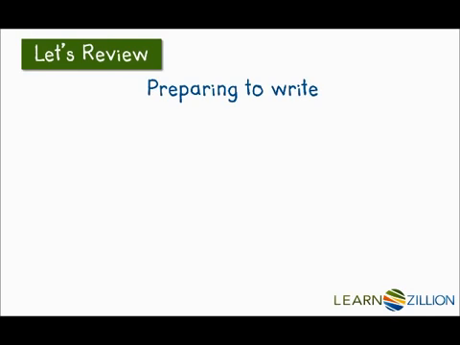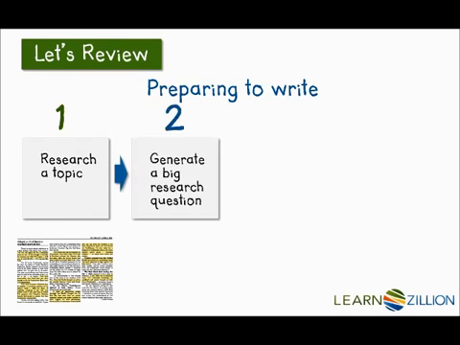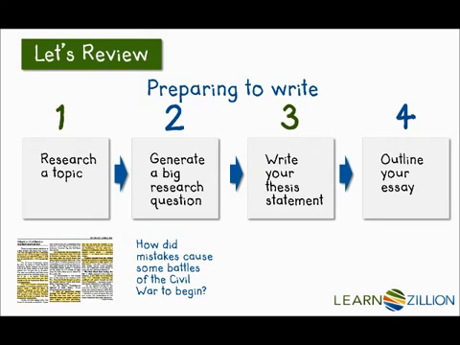The steps in preparing to write are: number 1, researching a topic, which we've already done by reading lots of articles on the Civil War and taking notes and getting prepared. Second, generate a big research question, which for us is, how did mistakes cause some battles of the Civil War to begin? Then you're going to write your thesis statement, and finally you'll outline your essay. We are currently on step 3 in this process. We're getting ready to write our thesis statement.